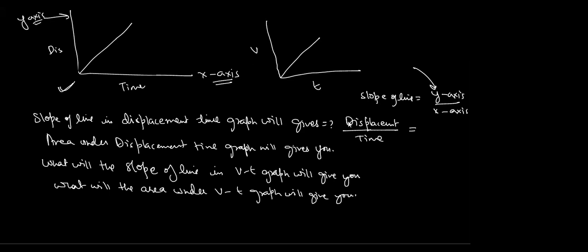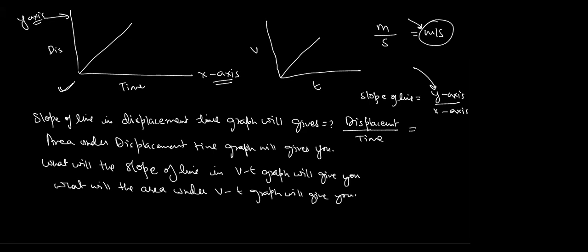So just understand what displacement upon time gives you. Displacement is measured in meters, and time is measured in seconds. So this will be meter per second. Which physical quantity has this unit, meter per second?